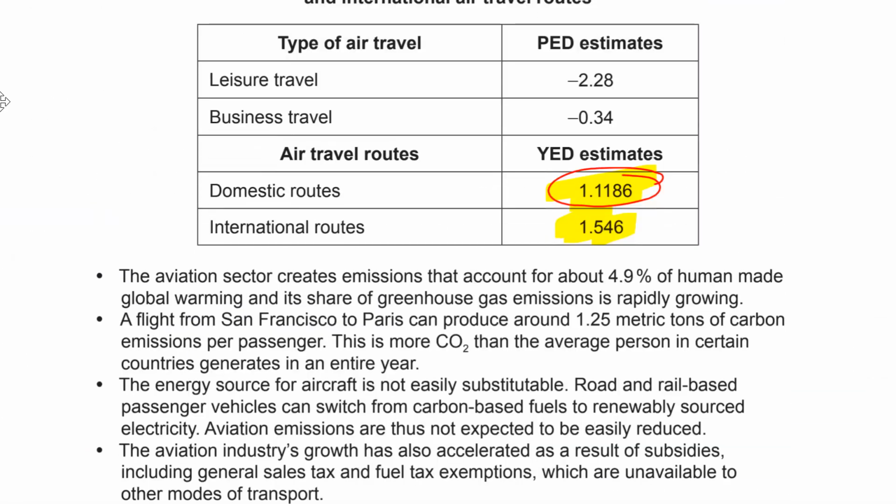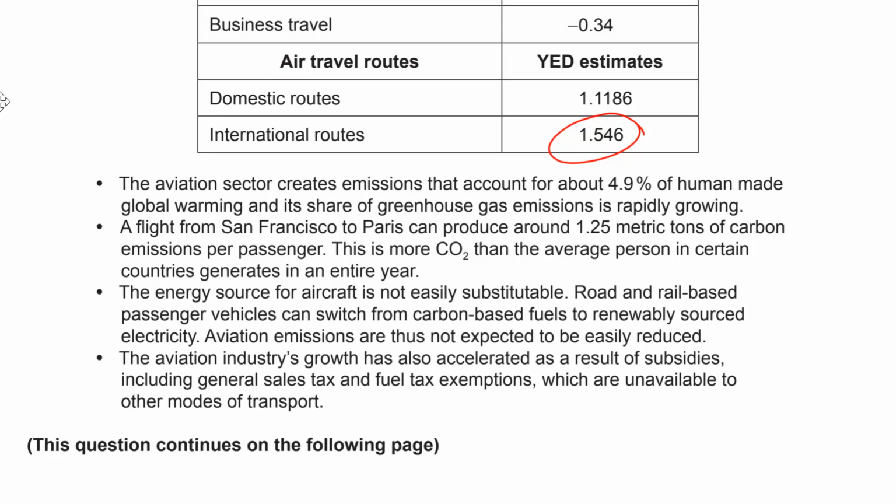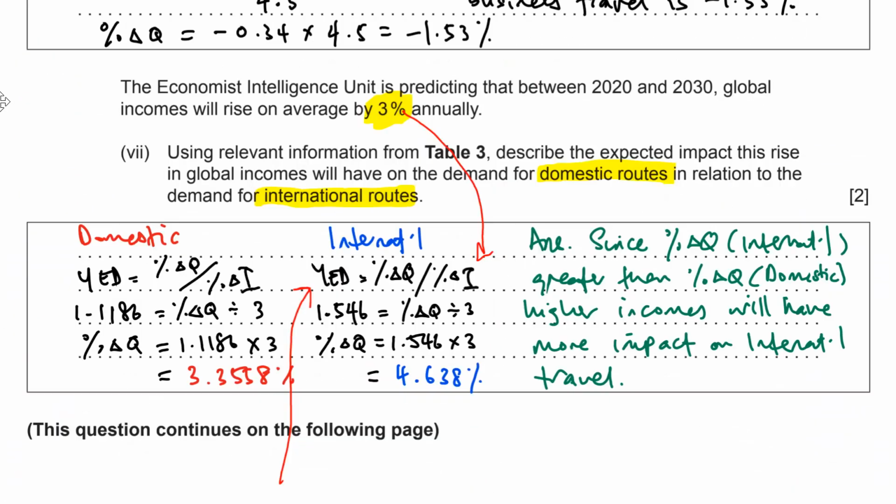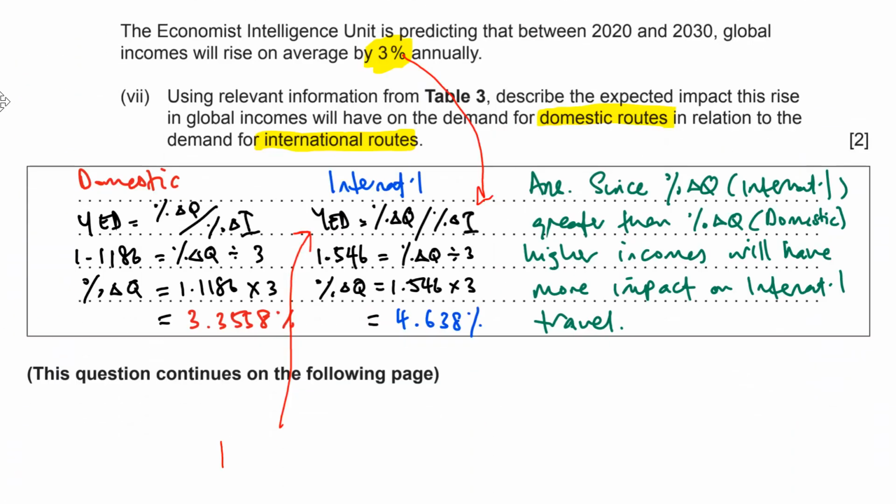Which is over here, 1.546. So let's write that down, 1.546. And so we sub the values in, and we end up with 1.546 is equal to percentage delta Q divided by 3. Again, we multiply by 3 on both sides, and we're going to get percentage delta Q is 1.546 times 3, or 4.638%.